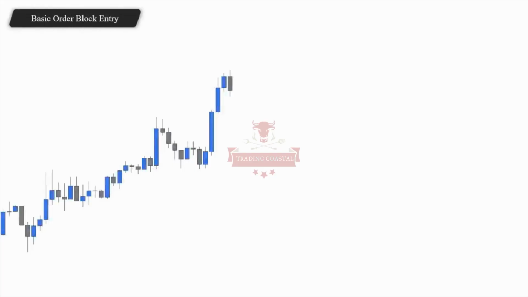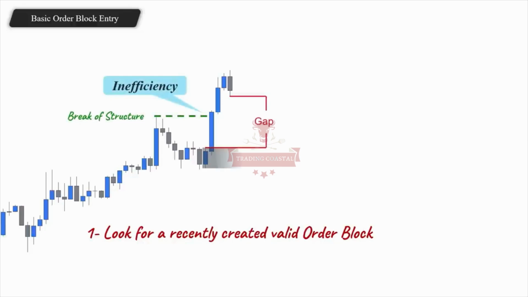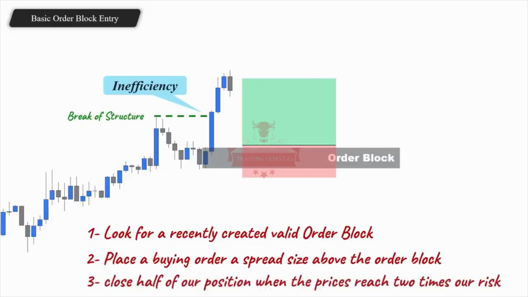This setup is a basic order block entry when it is aligned with certain market conditions. In the first step, we look for a valid and fresh order block that the market has recently created. A valid order block must have obvious inefficiency and fair value gaps between the wicks breaking the market structure. Then we simply place a buying order a spread size above the order block zone and place our stop below the swing low. We will close half of our position when the price reaches 2 times our risk. This way, even if the price drops and hits our stop loss, we are at break even.